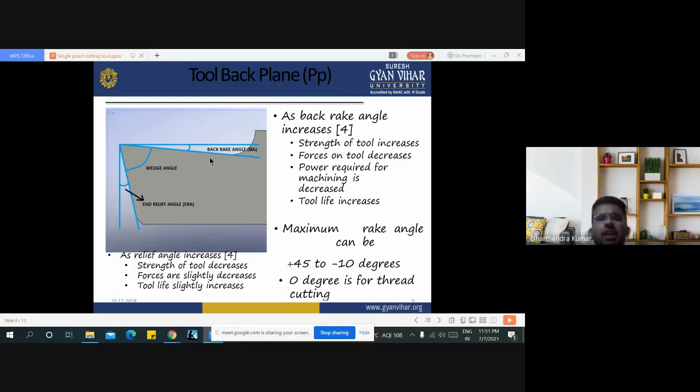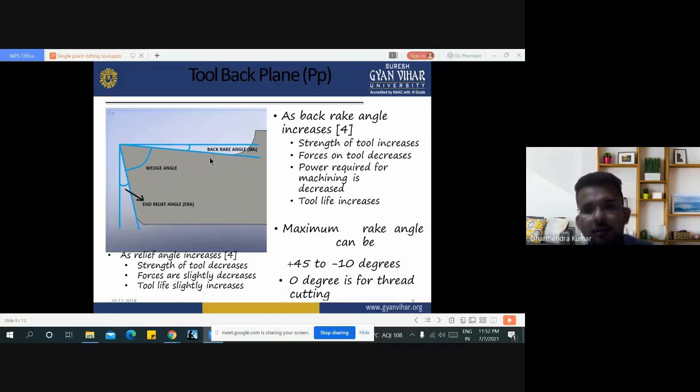If we increase the back rake angle, then the strength of the tool increases, forces on the tool decrease, and the power required for machining decreases, and overall it increases our tool life. The maximum rake angle can be plus 45 degrees to minus 10 degrees, and the 0 degree back rake angle is suitable for thread cutting.